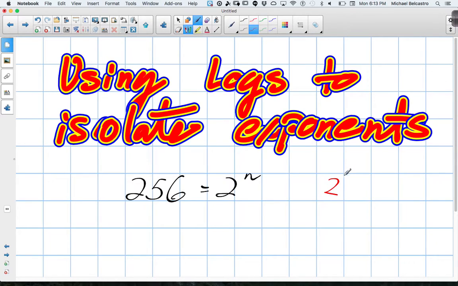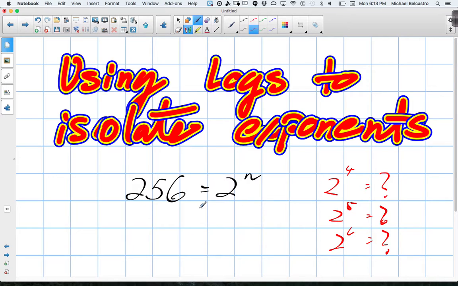We can go 2 to the 4 and run that through a calculator. Does that get it? No. We can then go to 2 to the 5, 2 to the 6, and eventually we're going to stumble upon the answer, but this is all trial and error. So we're looking for an algebraic way to solve this.